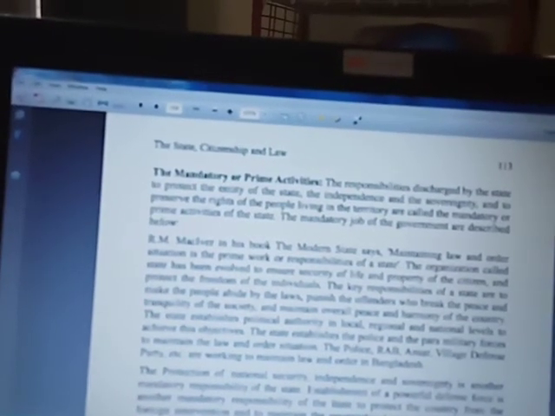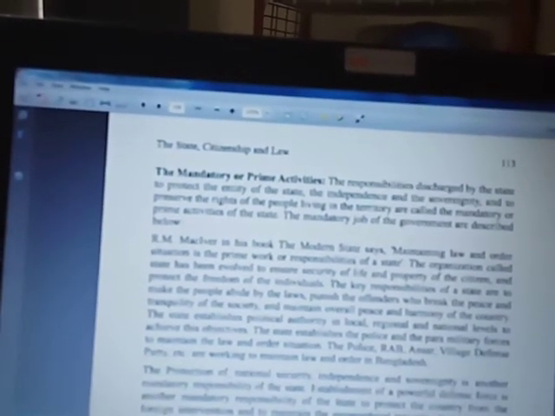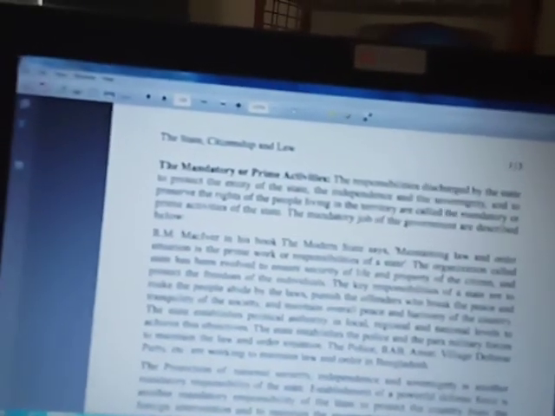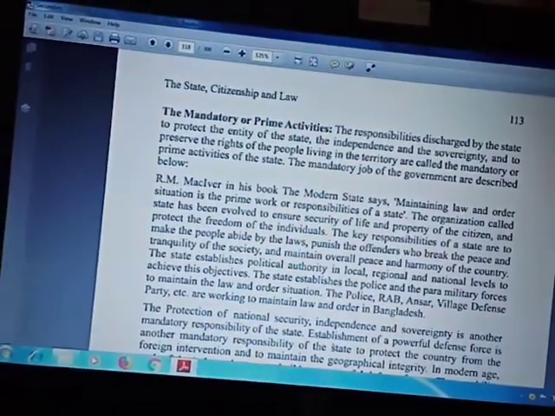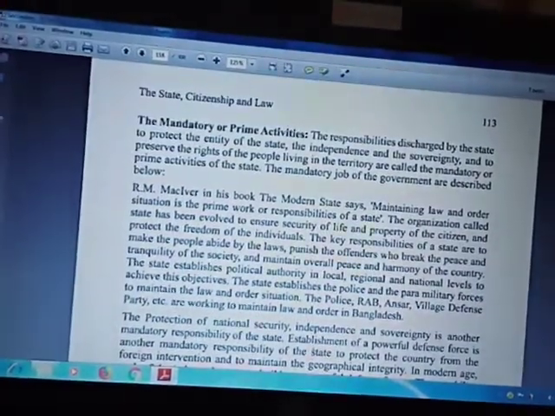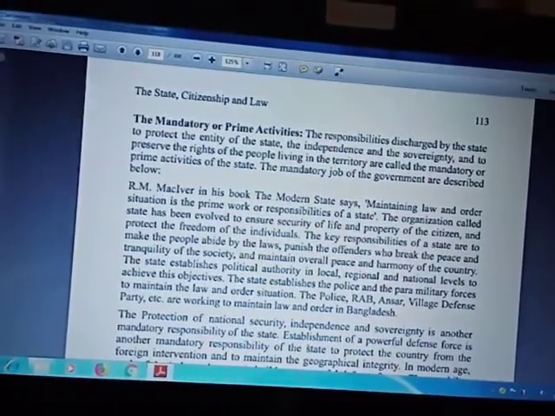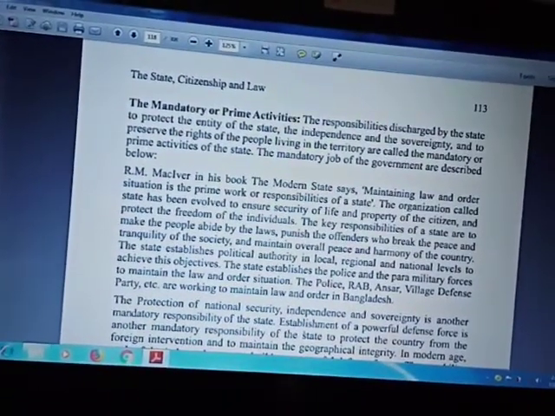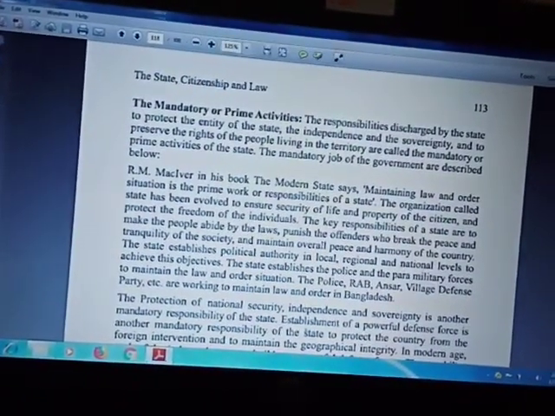R.M. McIver, in his book The Modern State, says maintaining law and order is the prime work or responsibility of a state. Who said it? R.M. McIver. The organization called state has evolved to ensure security of life and property of the citizens and protection of the freedom of the individual. The key responsibilities of a state are to make the people abide by the laws, punish the offenders who break the peace and tranquility of the society, and maintain overall peace and harmony of the country.